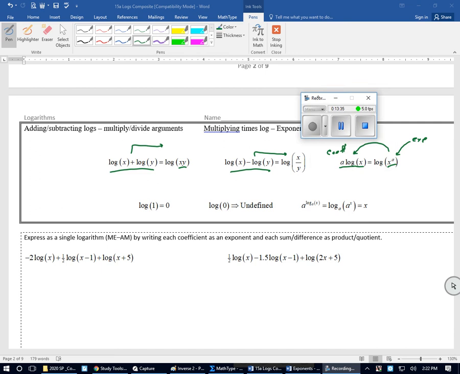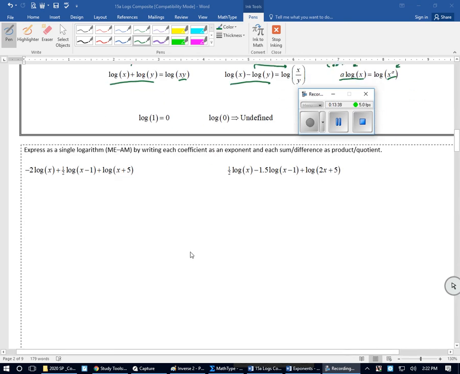So let's look at how we're going to simplify this expression. And I kind of gave you a heads up here. Multiplying becomes exponents, then adding becomes multiplying.